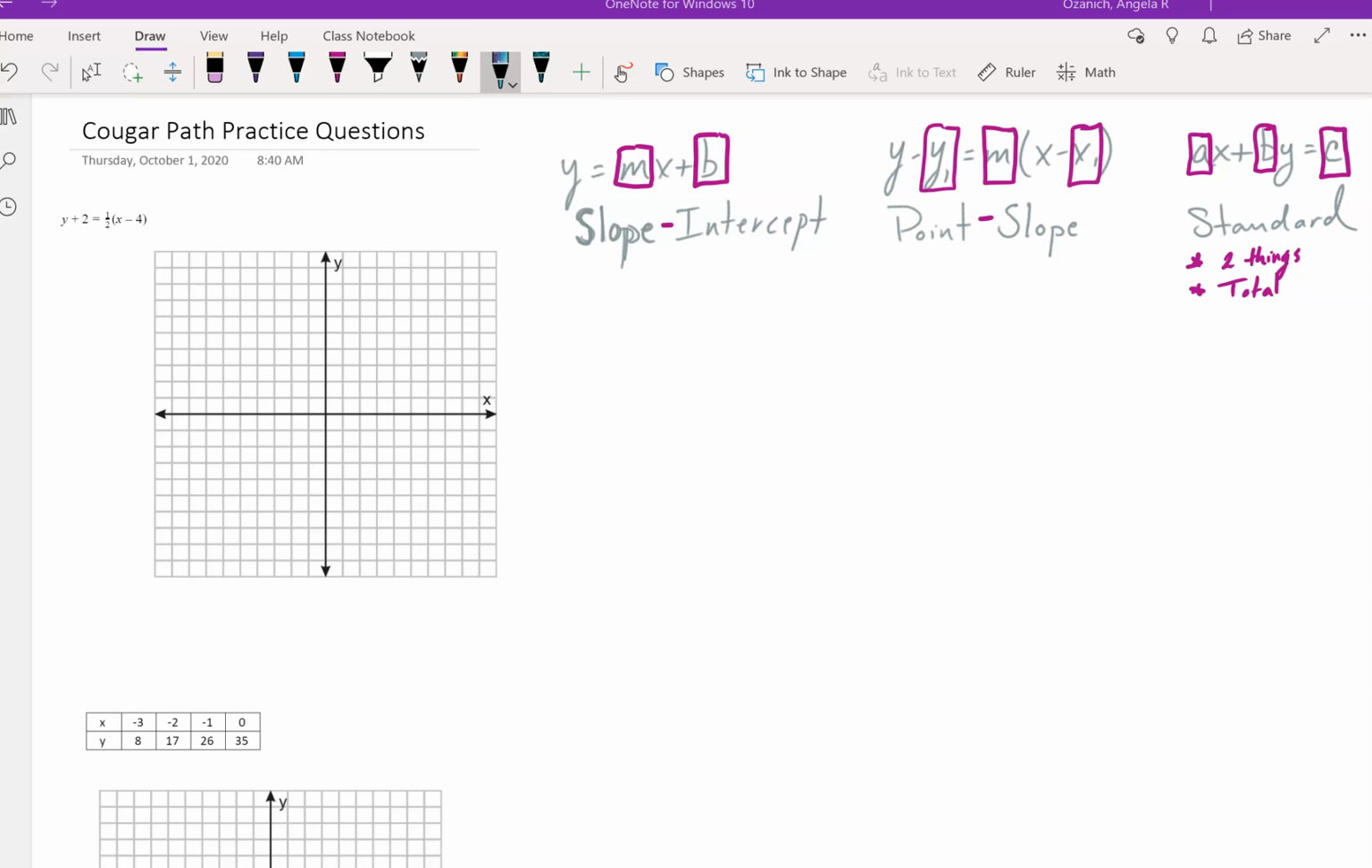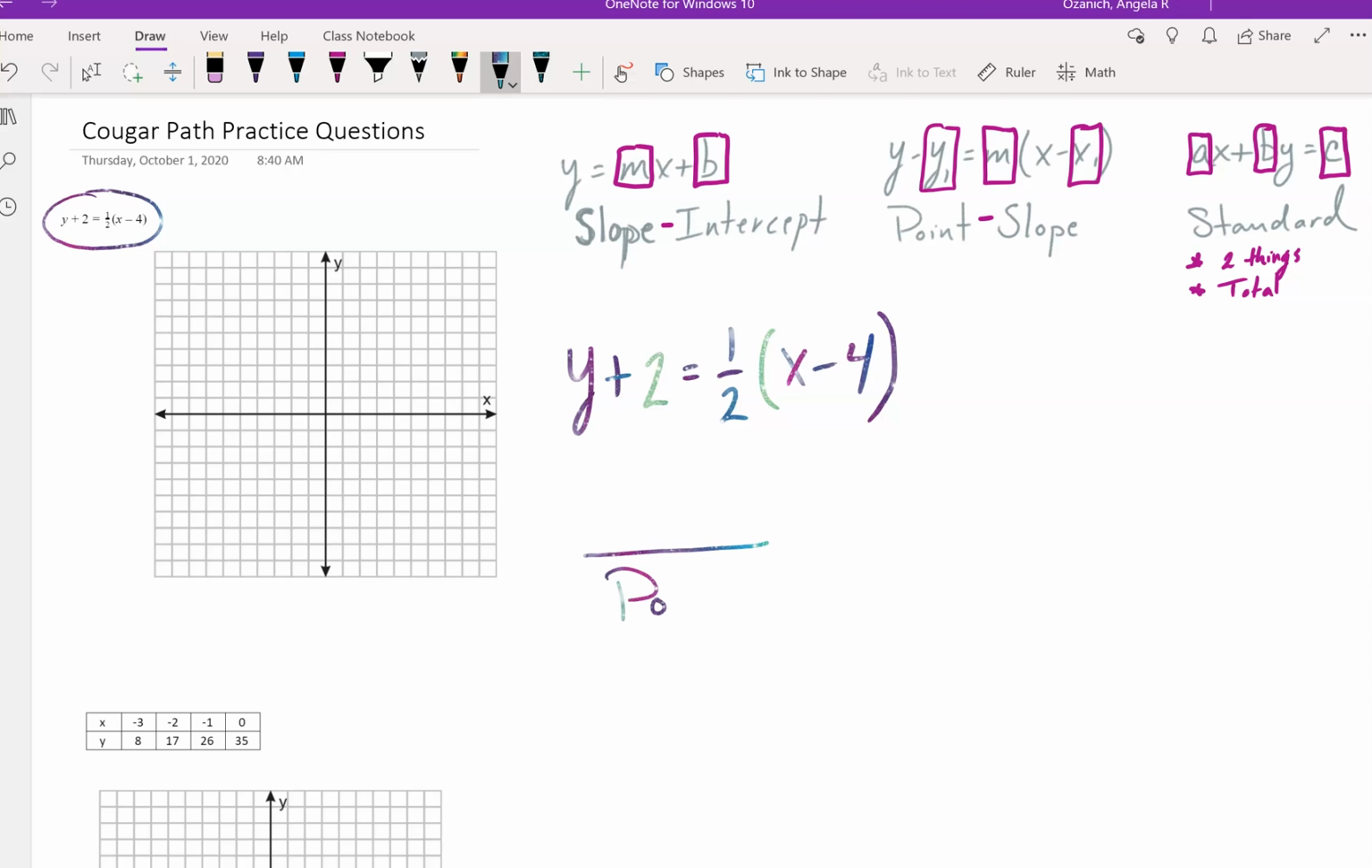All right, so here it is way up here in the corner. It's a little bit hard to see, so I'm just going to write it again. y plus 2 is equal to 1/2 times (x minus 4). Now, one of the things I want you to be able to do with an equation given in point-slope form is to identify the point. What is the point we're talking about here? And also identify the slope. Okay, so we want to practice that. I can see that the slope is going to be 1/2. I can find it right here.